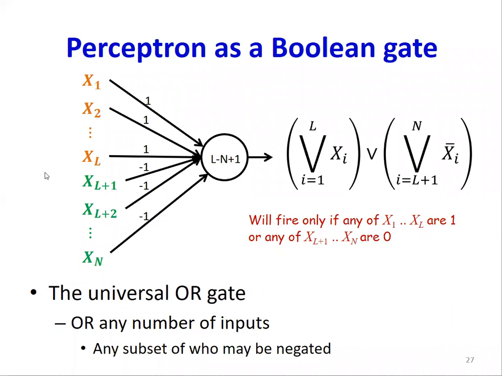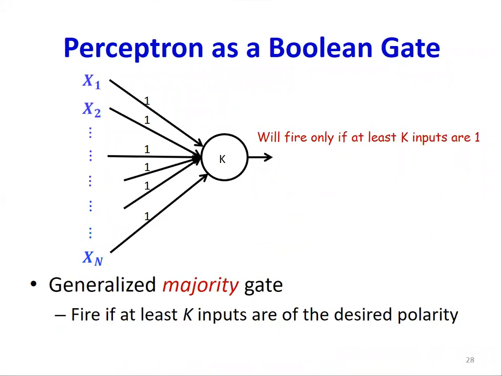Here's something even more interesting. So I have N inputs. Under what condition will this perceptron fire? K or more fires. If k or more inputs are 1, this will fire. This is a majority gate. This is what is called a generalized majority gate.